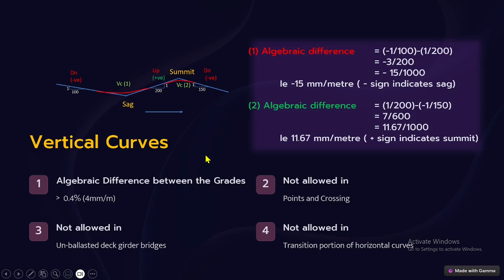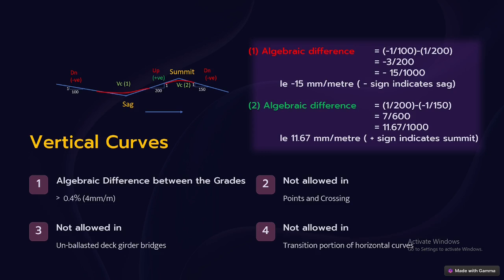In which situation do we have to provide the vertical curve? The Indian Railway Permanent Way Manual prescribes when the vertical curve is needed. It is the algebraic difference between the two grades. If it is more than 0.4%, that is 4 mm per meter, we are supposed to provide the vertical curve.